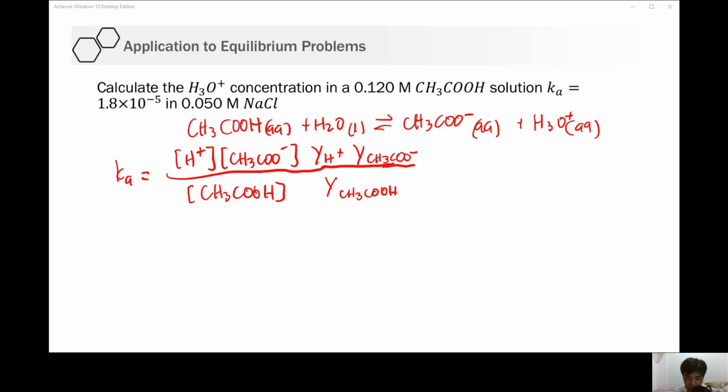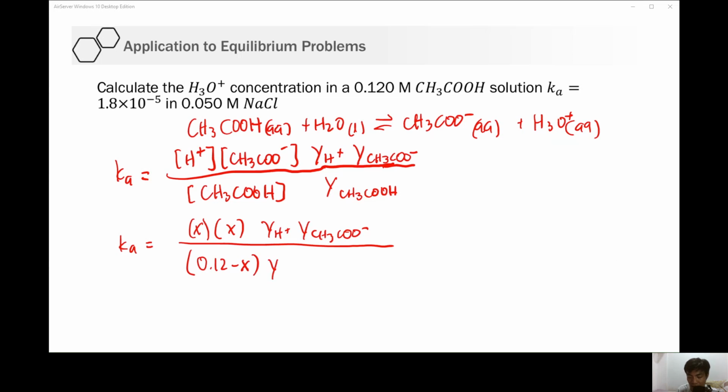So using an ICE table, we can still get the same expression. However, we just added the gammas. So we have x and then we have another x. This will be gamma H plus, gamma CH3COO minus, divided by 0.12 minus x times the gamma of CH3COOH.